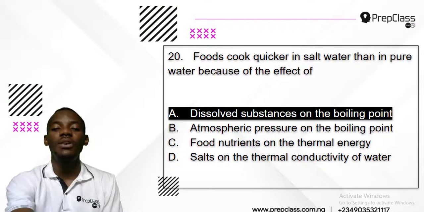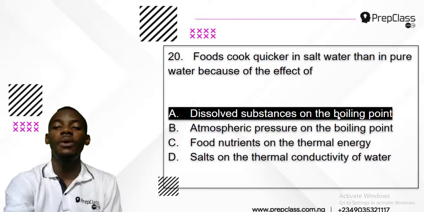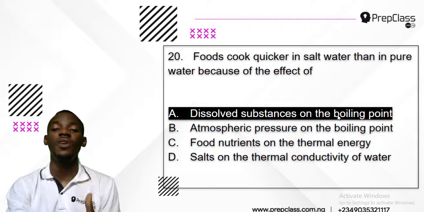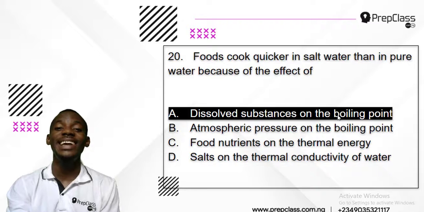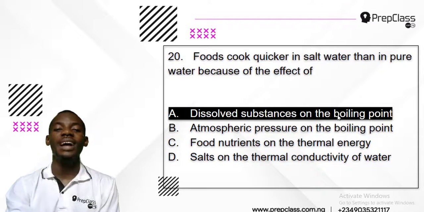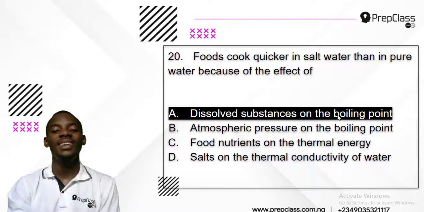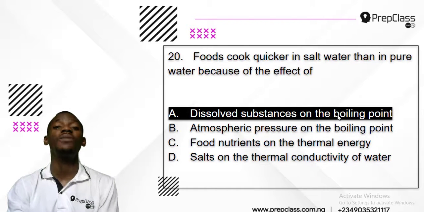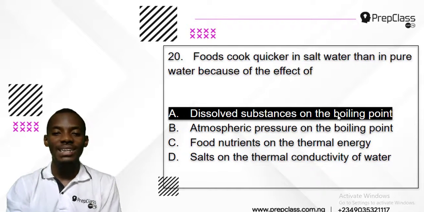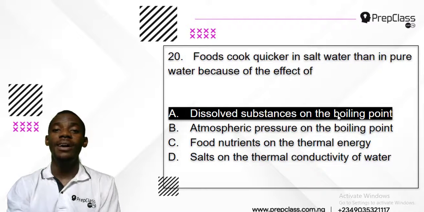It is because of dissolved substance. It is because of the effect of dissolved substance, that's salt, on the boiling point. The effect of salt on the boiling point is that it has raised the boiling point, and that's why it has also raised the temperature of the water, and that's why it will cook faster, because of the raised temperature. And that is the answer for number 20.